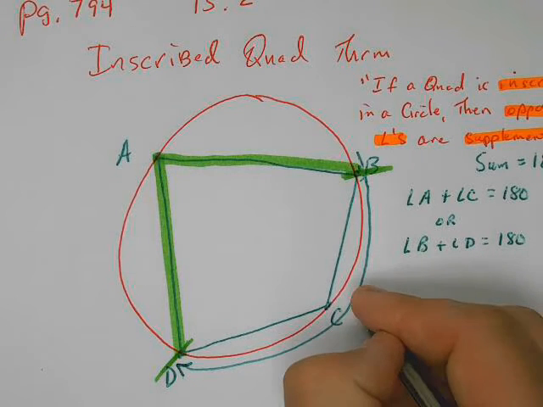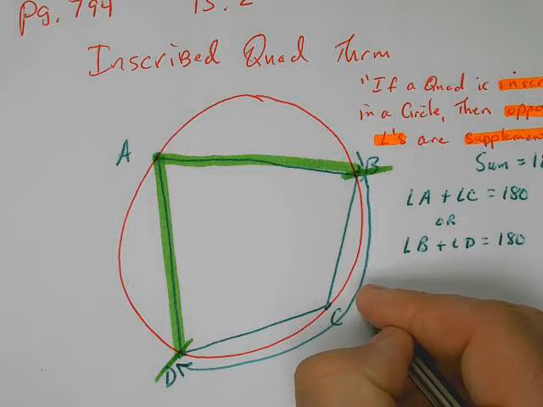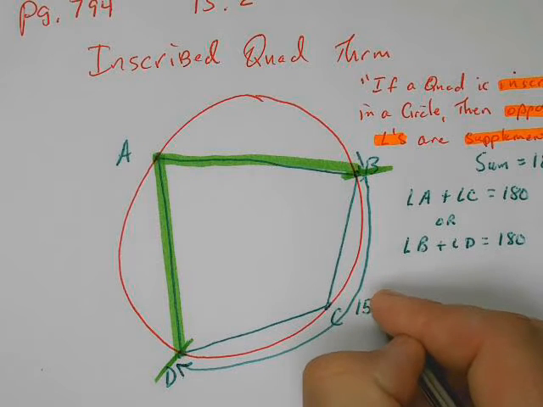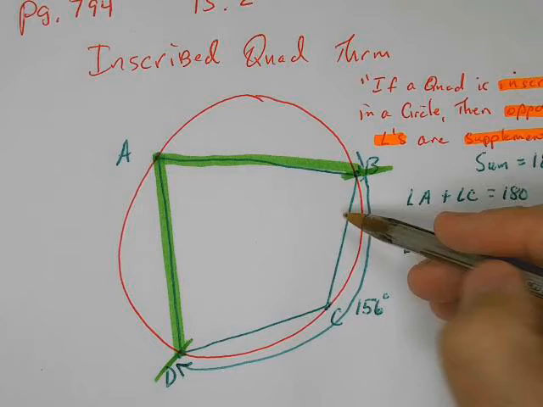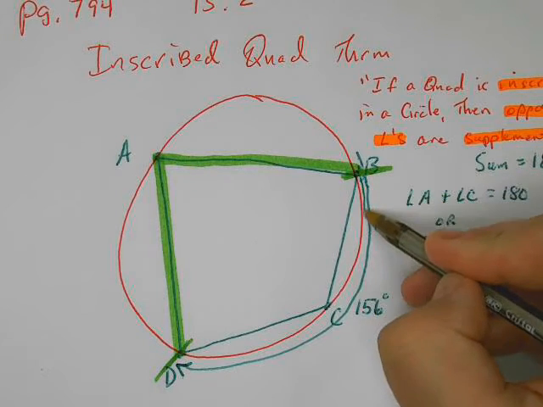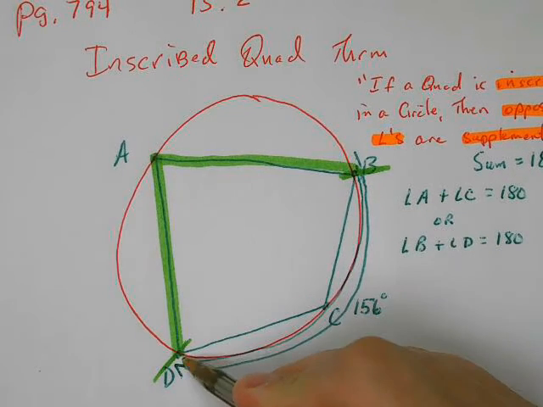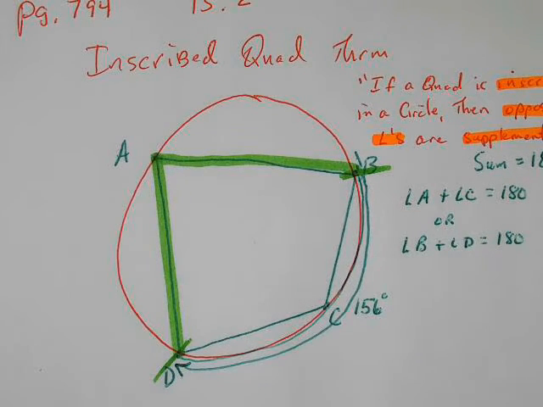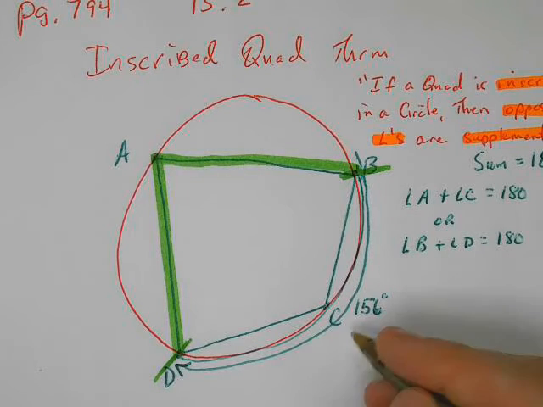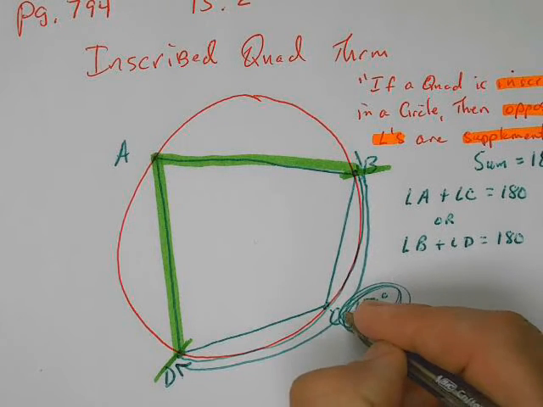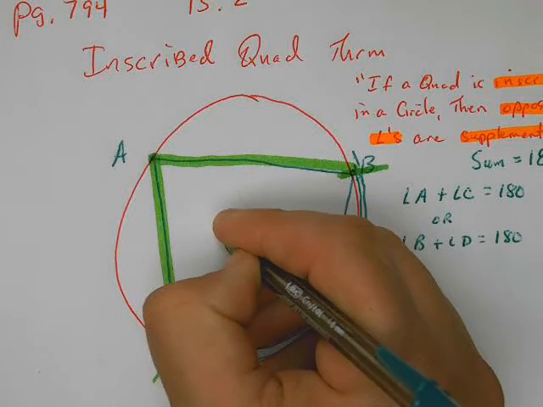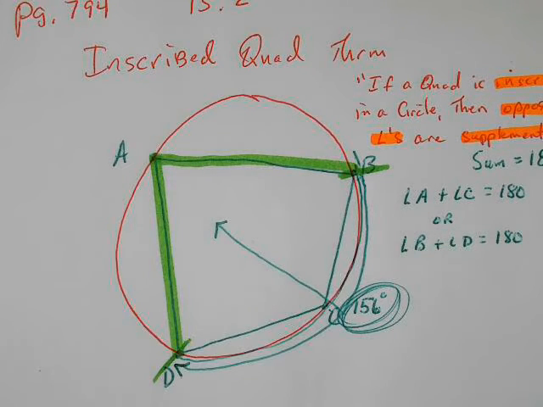What do you want to say? 150? 140? Okay, 156. That's fine by me. So we've just said that the arc from B, working our way around to here, is 156. Now, since it's an inscribed angle, if that's 156, what would the measure of the inscribed angle be?